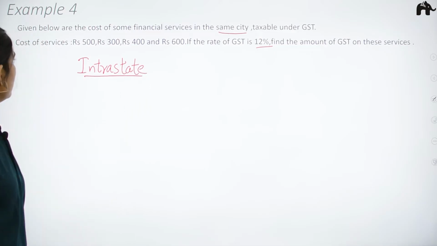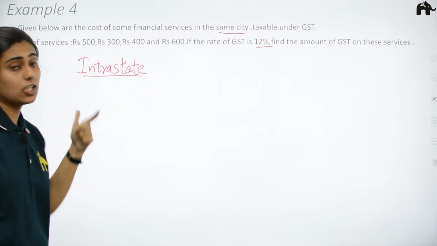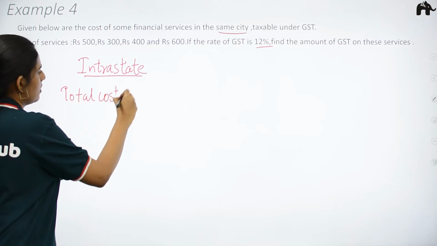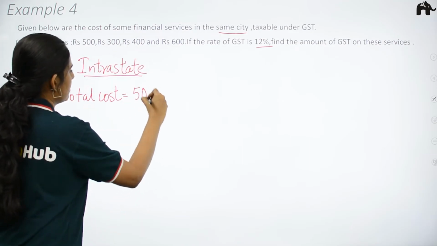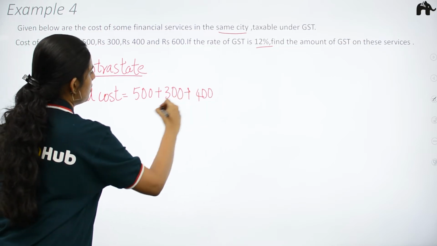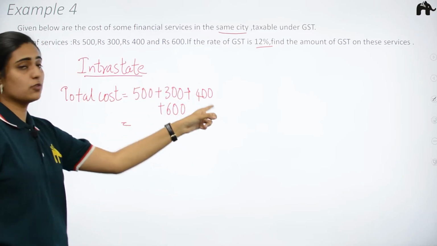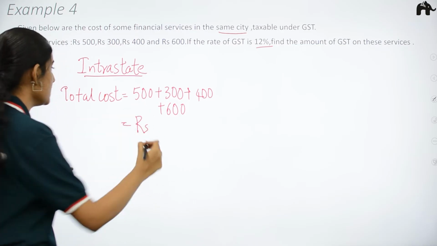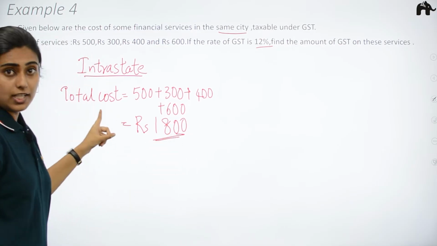Okay. Now cost of services. For different services, different cost. We need to find the total cost. How to find the total cost? Just add this, that is 500 plus 300 plus 400 plus 600. What do you get? Yes, rupees 1,800. Okay. This is the total cost.